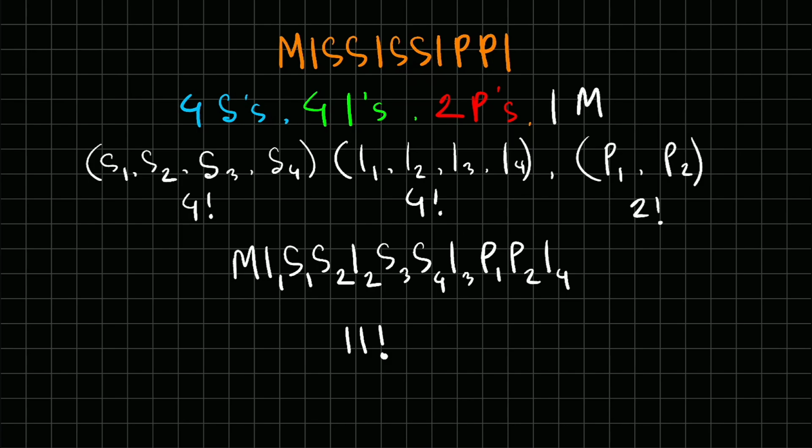So by assuming these identical letters to be distinct, we overcounted the total permutation by the factor of 4 factorial times 4 factorial times 2 factorial. So to get rid of this overcounting, we have to divide the initial number by 4 factorial times 4 factorial times 2 factorial. So the number of ways we can permute the alphabets in Mississippi is 11 factorial over 4 factorial times 4 factorial times 2 factorial.